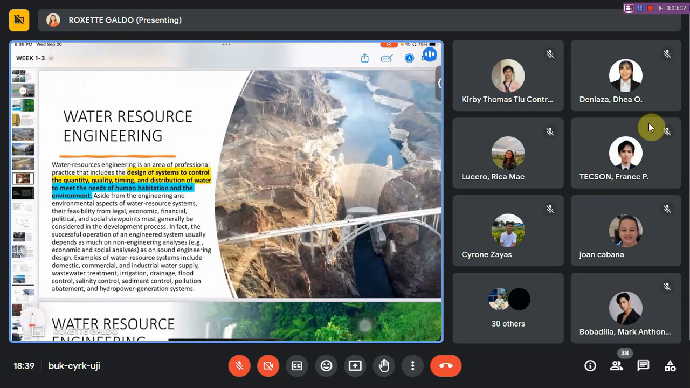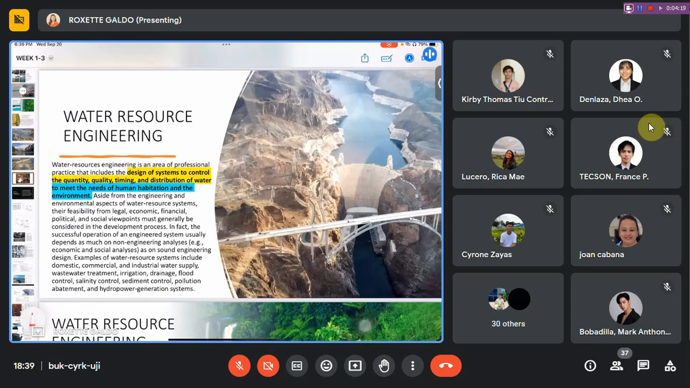So water resources engineering is an area of professional practice that includes the design of systems to control the quantity, quality, timing, and distribution of water to meet the needs of human habitation and the environment. So aside from the engineering and environmental aspects of water resource systems, their feasibility will also be accounted for, such as legal, economic, financial, political, and social viewpoints must also be considered in the development process.